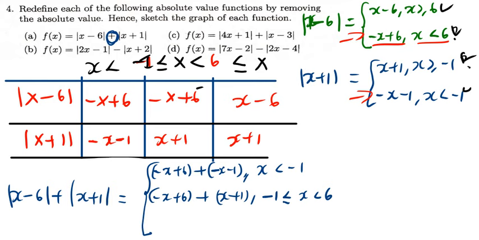So we have the last one, which is this. We add those two. We have x minus 6 plus x plus 1. The condition is that x is greater than or equal to 6. Then we add.